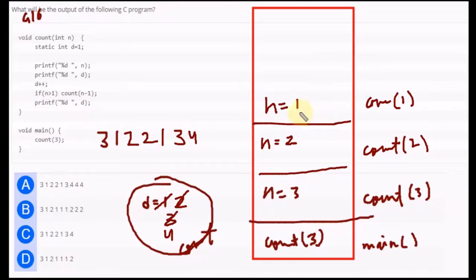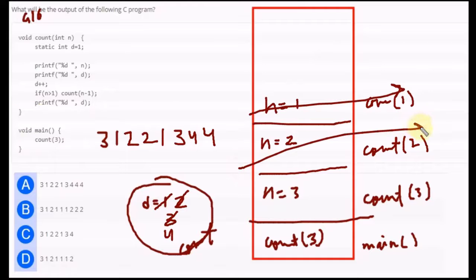Now this is the last line, so this call will pop out from the memory. Now we came back to our count2 function. We were here, so we are going to print our value of d now, that is 4, and after that, since this is the last line, this will pop out from the memory.